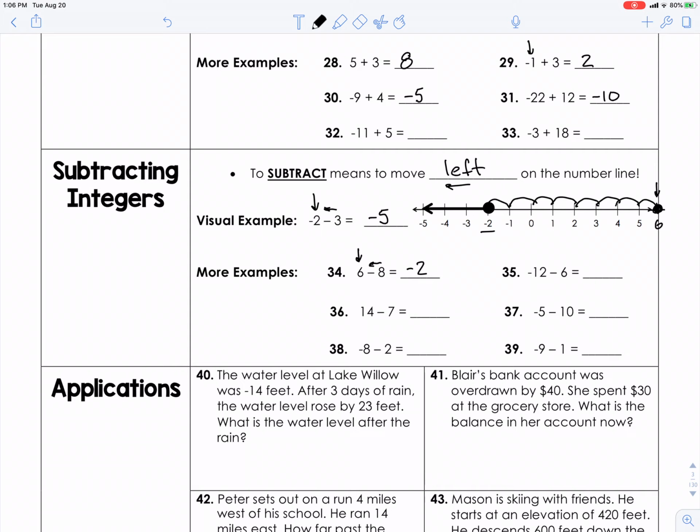It's kind of like saying you have $6, but you owe somebody $8. So you give them your 6, you still owe them 2. So if you get another $2, you're going to be at zero. So 6 minus 8 is -2.